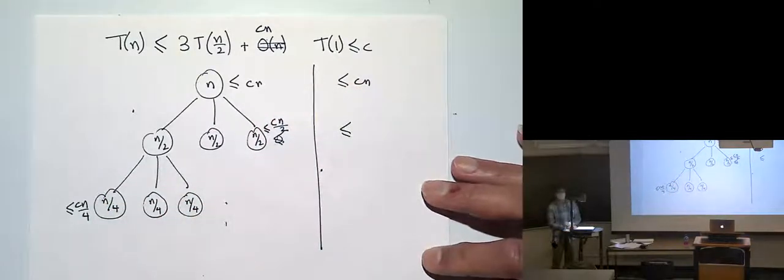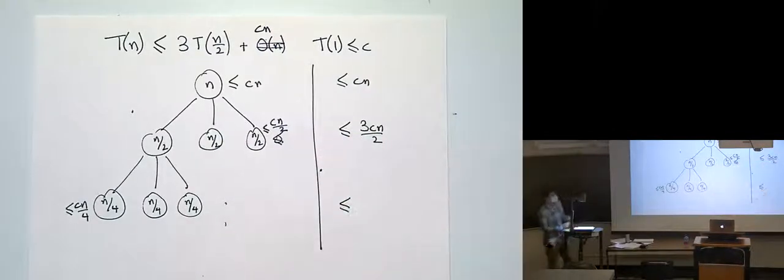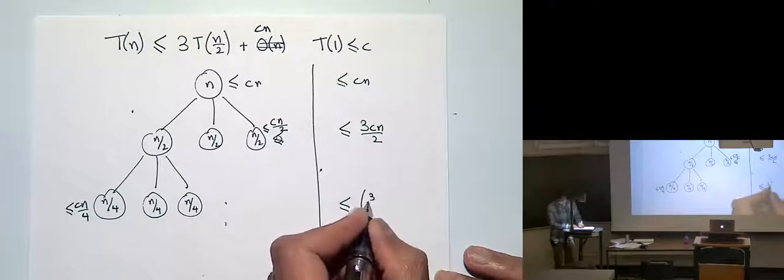How much is this? Three cn over 2, exactly. How much is this? Nine cn over 4, exactly. Do you see some relationship between 9 cn over 4 and 3 over 2? What is it? Square.